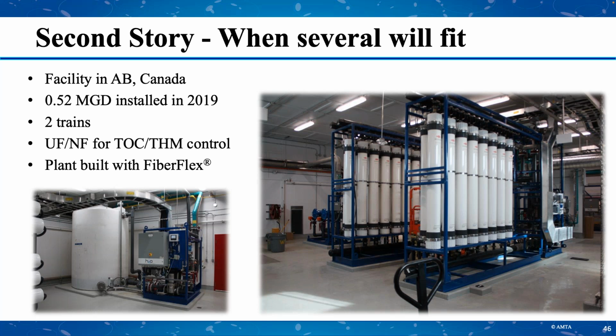is about. So this is a plant in Alberta, Canada. It's a half an MGD facility that we installed in 2019. Small plant, nothing special about it. It's got 2 trains. It's a UF&F. There's a UF&F for TOC and THM control, and the plant from day one was built with FiberFlex.